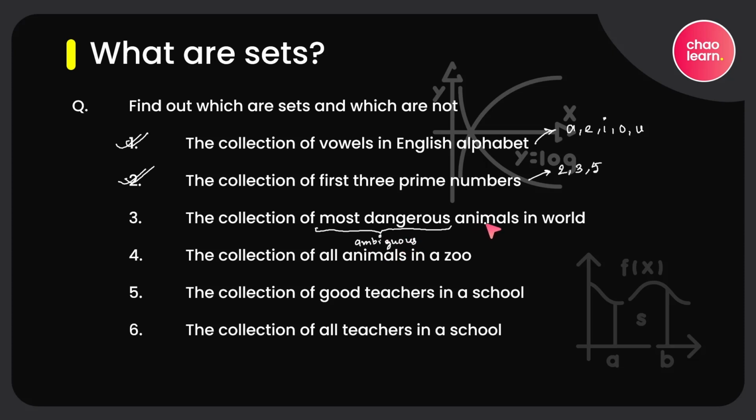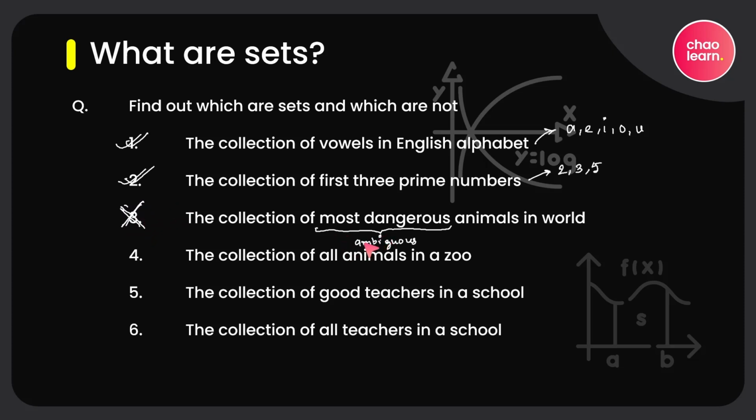What might be a dangerous animal for me might not be a dangerous animal for you as well. Some people are afraid of dogs. For them, dogs are dangerous, but for others, they might not be dangerous, right? That's why it's quite an ambiguous term, most dangerous animals in the world, and that's why it's not a set, since it has different meaning for different people.